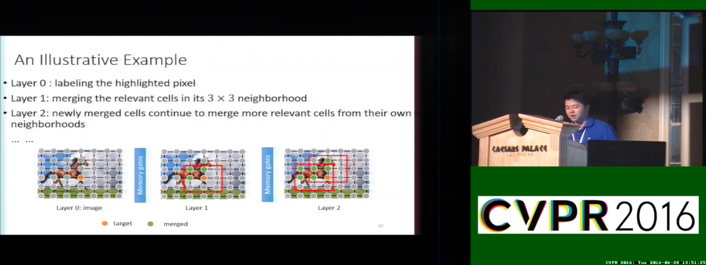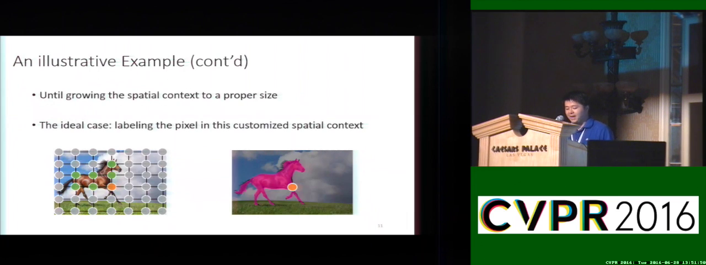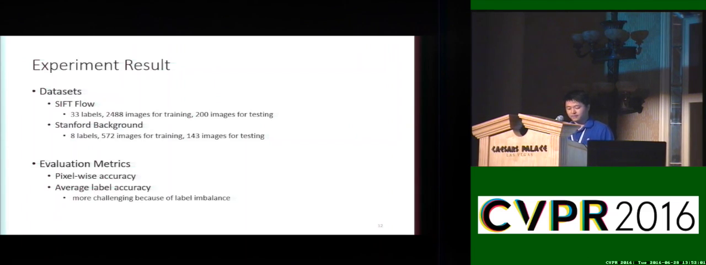And this is a running example for our algorithm. Suppose we want to annotate the highlighted pixel in the input image. Then at the first layer, we merge the relevant cells from its neighborhood. And then at the higher layer, we merge the relevant features from the newly added cells to form a larger spatial context. Gradually, we may end up with a super spatial context to annotate the touched pixels in the input image.